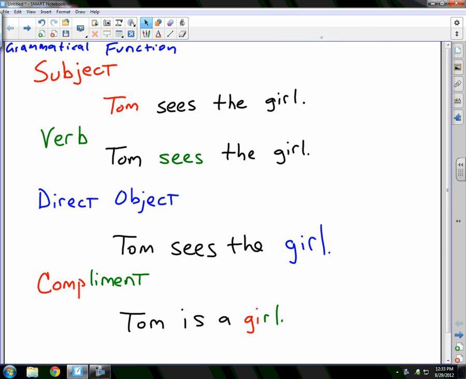Today's question is how to tell what ending I should use for nouns and verbs in Latin. The first thing that I have to do is determine what the grammatical function of the word that I'm trying to find an ending for is. In the first sentence, Tom sees the girl. The subject of this sentence is Tom. The subject is the person or thing that's doing the action.